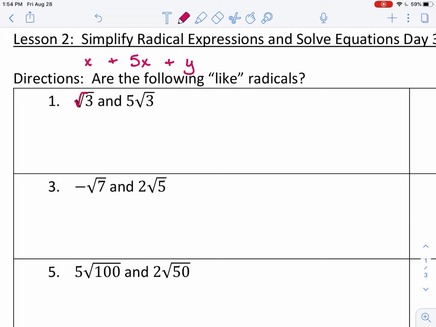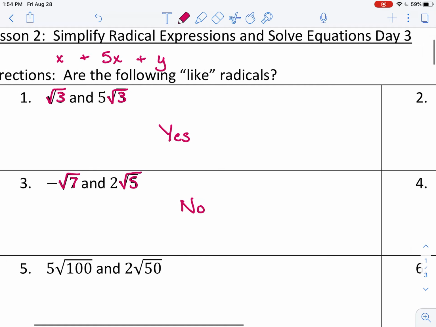Now just like this one, root 3 and 5 root 3. It's essentially what I just had up here, except instead of x, I had radicals. So these ones, yes, are like radicals. If they have the same number under the radical, they're like radicals. The one right below it with root 7 and 2 root 5, since the number under the radical is not the same for both of them, these ones are not like radicals.